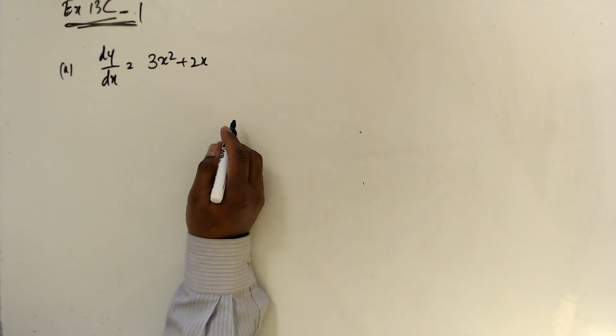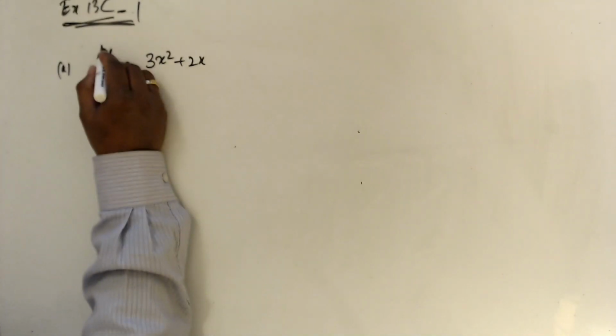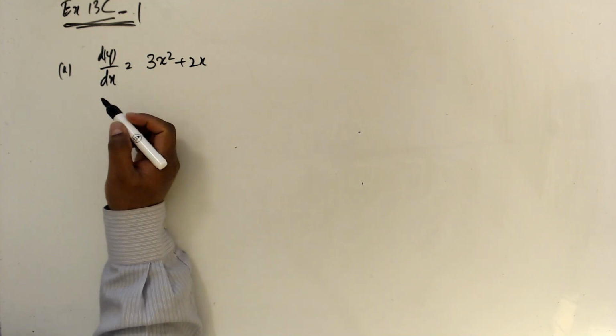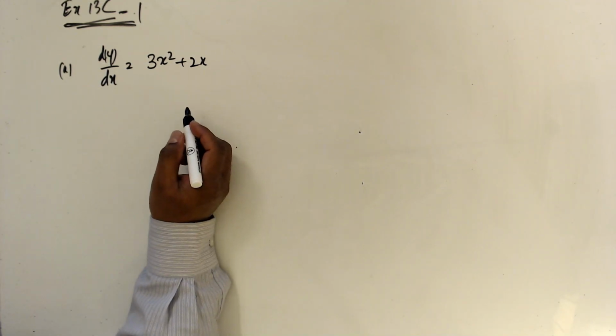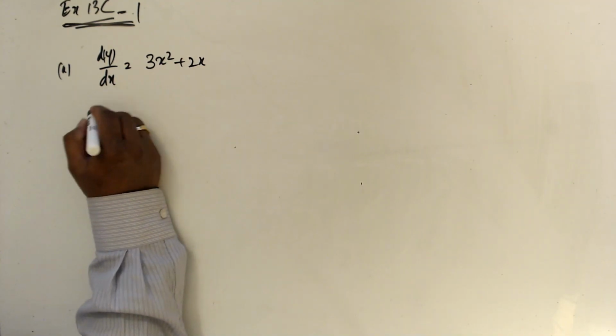Let's start with that. See question number 1. So we want to find the y. The derivative is given, first derivative. So we have to integrate. So how do we do this one?